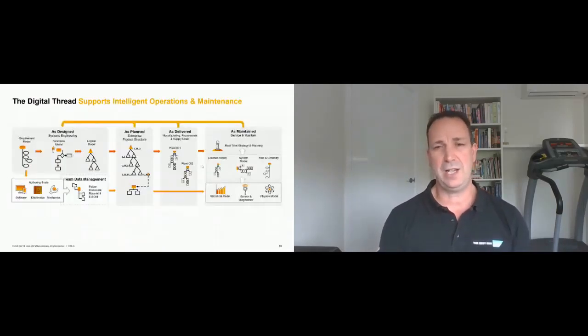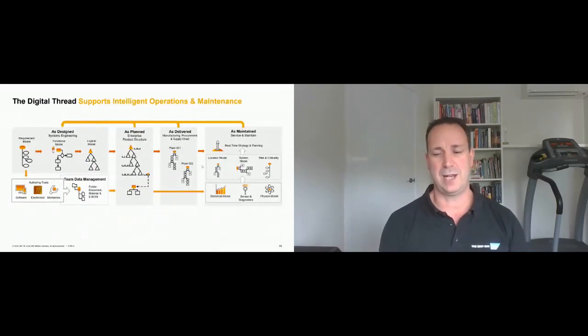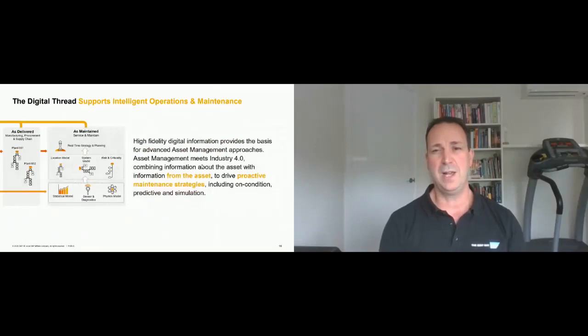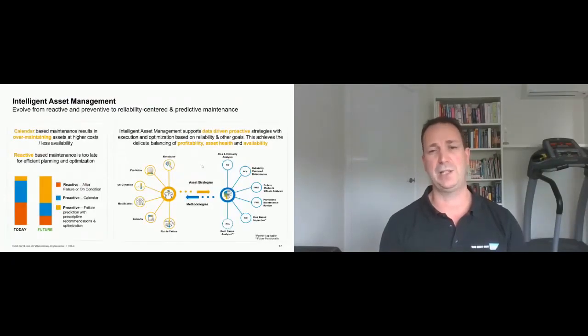So the last area is maintenance. As we move into operations and maintenance, if we follow that digital thread, we now have all of the information available to set up the most appropriate maintenance strategies. These can go beyond the traditional run-to-failure or calendar-based approaches, and start looking at condition-based maintenance or applying predictive algorithms to understand potential asset health.